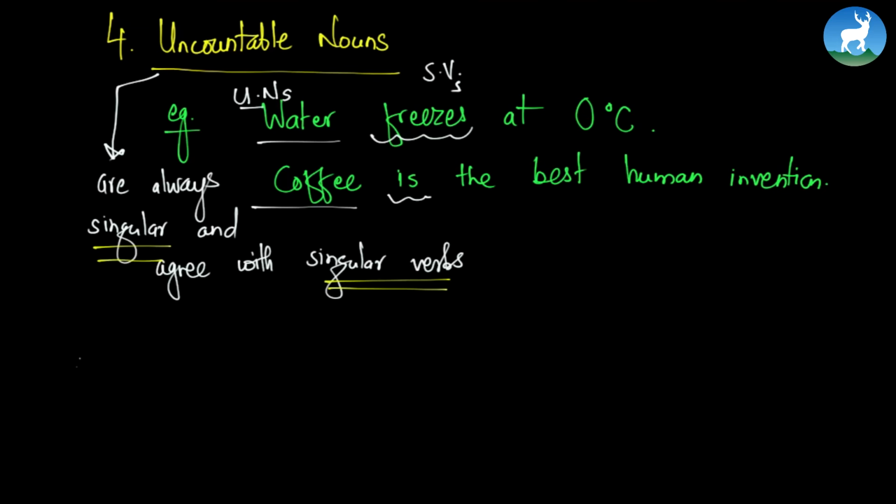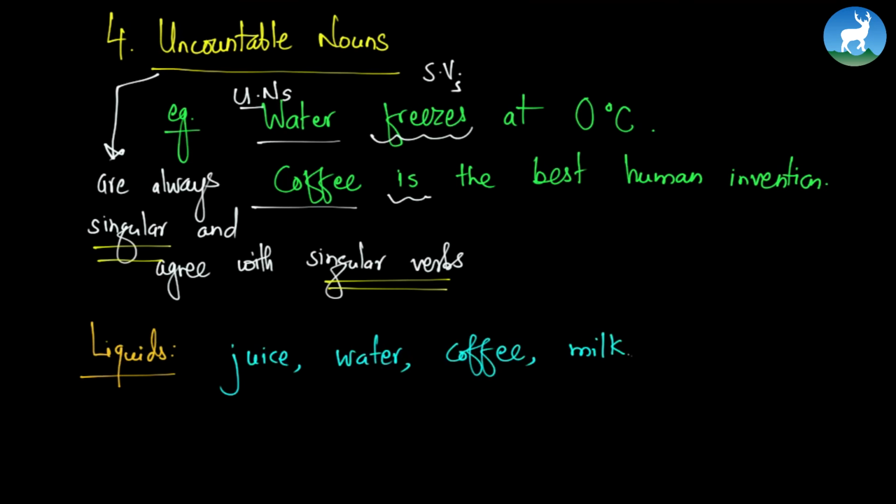So let's start with some liquids. Can you give me some of the names? Uncountable names. Let's start with juice. Juice is uncountable. Water is uncountable. Coffee is uncountable. You cannot count coffee. Sure, you can say a cup of coffee and all that, but that is still uncountable. So these are some of the uncountable nouns.